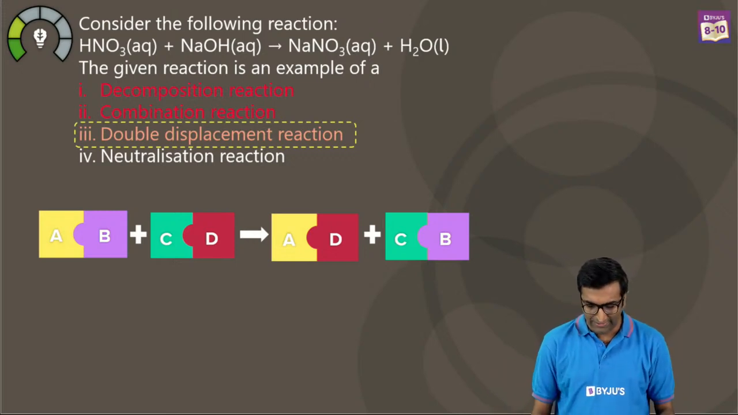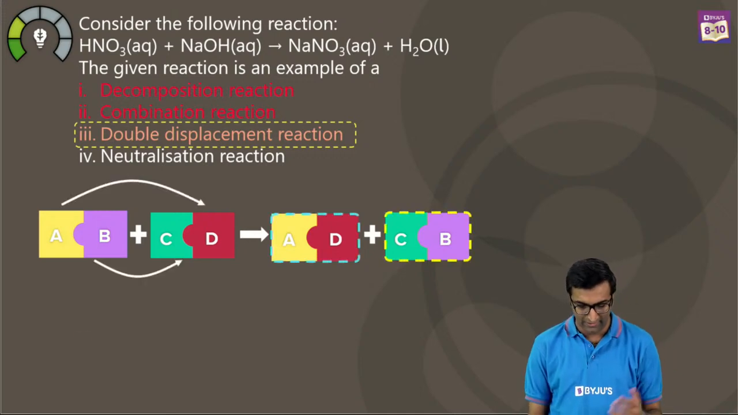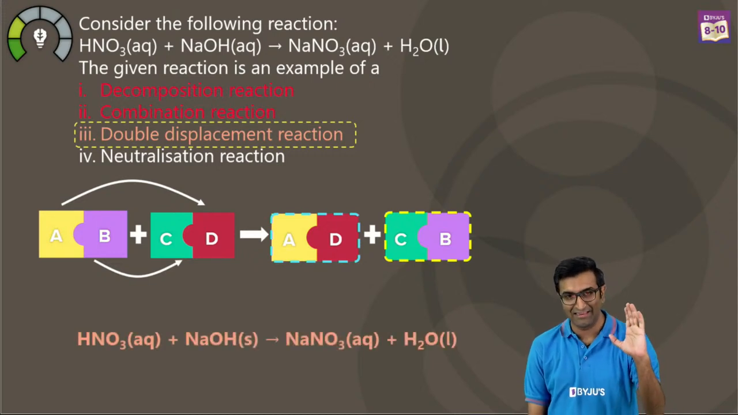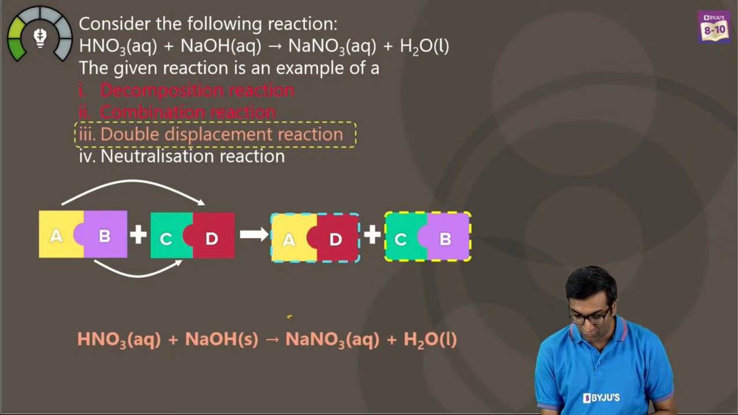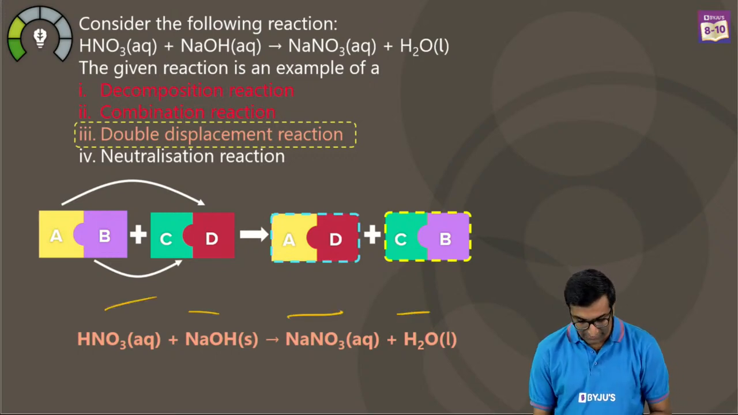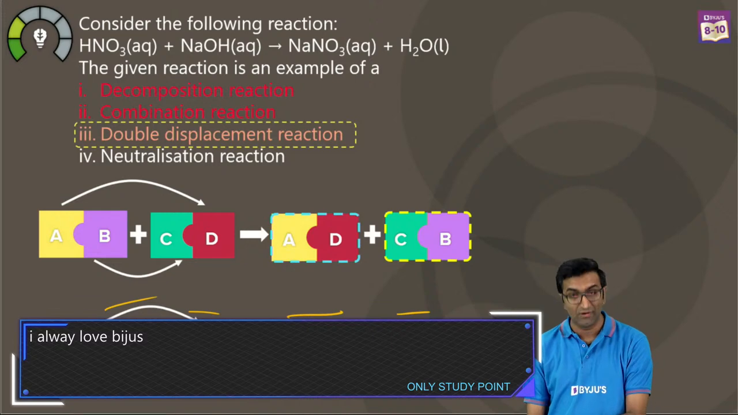We've got a nice block diagram for you. It's just exchanging of ions. So A and D here combine to give you this, and B and C combine this way over here. I think that this one's right. Look at this carefully. You've got HNO3 plus NaOH giving you NaNO3 and water. If you look carefully, it's the nitrate ion that combines with the sodium ion and gives you NaNO3.